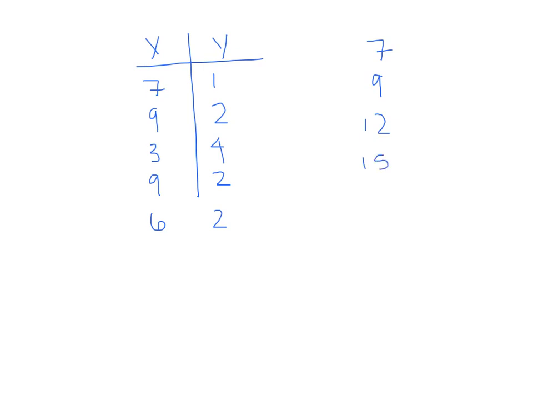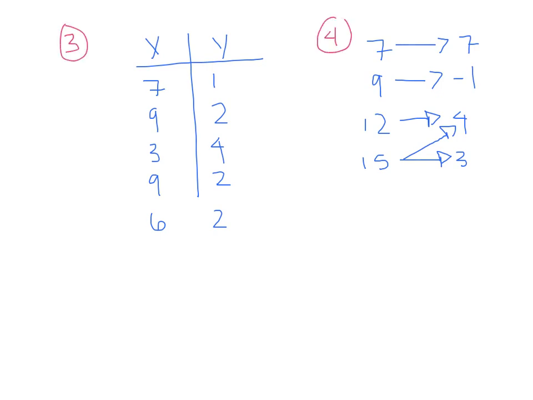I'm going to say that this 7 goes to 7. This 9 goes to -1. This 12 goes to 4. And this 15 is going to go to 3, but it's also going to go to 4. I want you to pause the video for a second. We'll make this example 3 and this example 4. I want you to just look at these two and think, okay, are these two functions? And start to think why or why not.